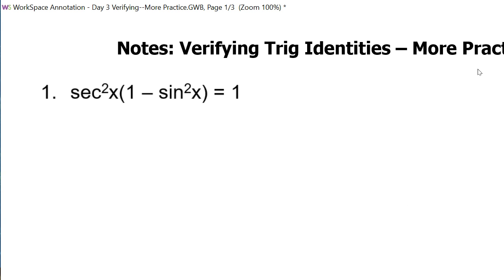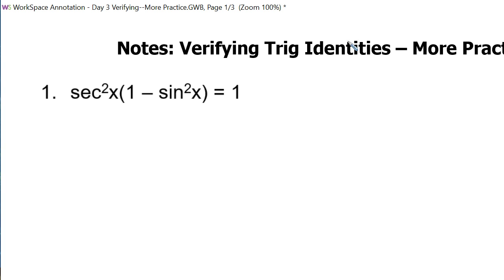So 3 examples for the notes today. It's just a continuation of what we've been doing over the last 2 days. Notice for 1, 2, and 3, it doesn't give us any instructions. So if you look at the title, it just says that we are verifying trig identity. So if your instructions are to verify, that just means you start with either the left side and prove that it equals the right side, or start with the right side and prove that it equals the left side.